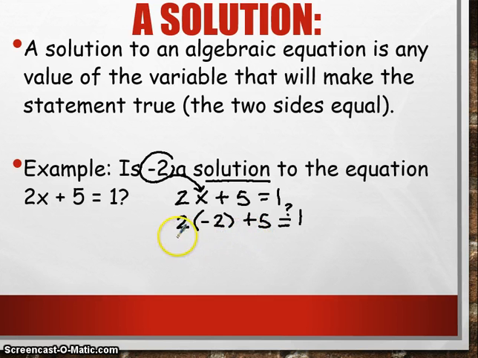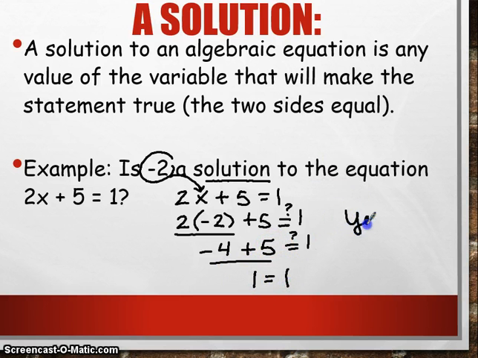Well, use your order of operations. We have multiplication and addition. We'll have to do multiplication first. 2 times -2 is -4 plus 5. Does that equal 1? Well, -4 plus 5 is 1. If you owe 4 and you have 5, then you have 1 left. So 1 equals 1. So yes, -2 is a solution.